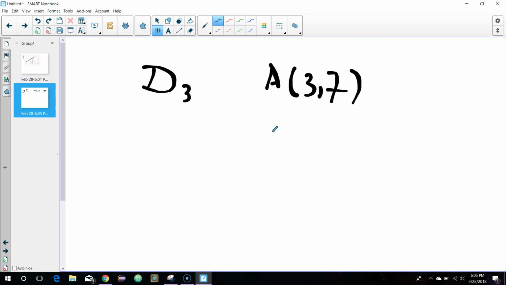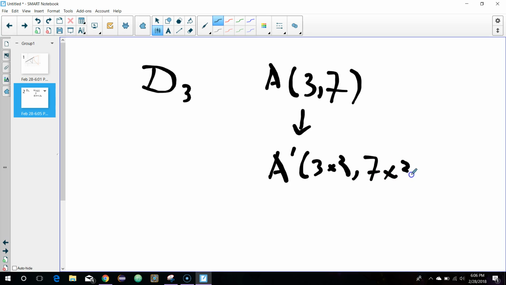Now that student was not paying attention, obviously. If you pay attention in class, you know that for all the dilation at the center of origin, what you have to do is take this coordinate to your A prime. Each of those coordinates is going to be multiplied by your scale factor. So it's just 3 times 3 and 7 times 3. Alright. So A prime is going to be 9 and 21.